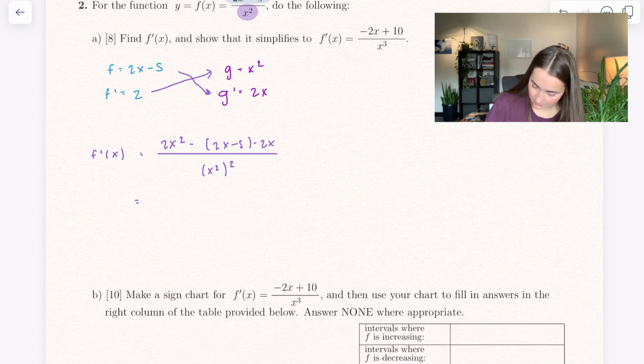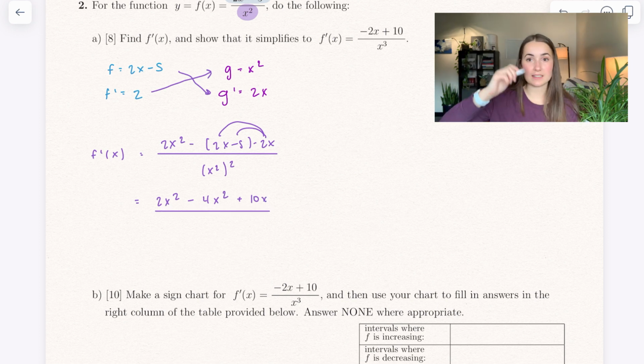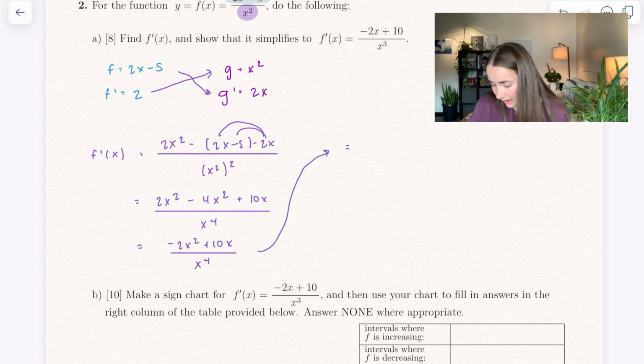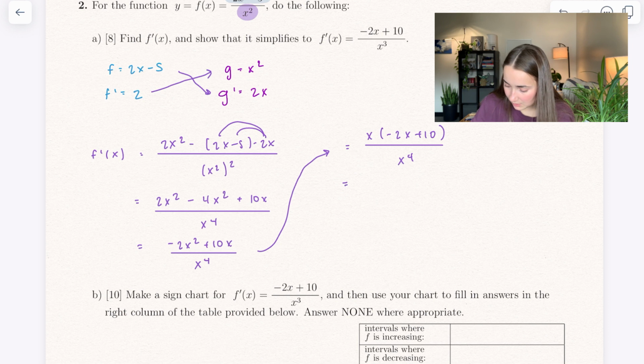So let's simplify this down. Here, let's multiply in this 2x. So we get minus 4x squared plus 10x. When we have a power to a power, so x squared squared, we just multiply those powers together, so we get x to the power of 4. Here we get negative 2x squared plus 10x. So I'm going to pull an x out of the numerator. We're left with negative 2x plus 10. This is getting closer to what we're looking for, right? Divided by x to the power of 4, which means we can cancel out one of those x's. So here we get (negative 2x plus 10) divided by x to the power of 3, which is exactly what we were trying to show.